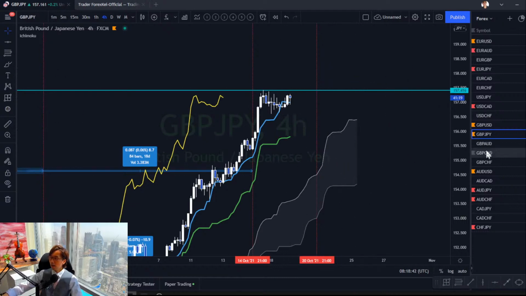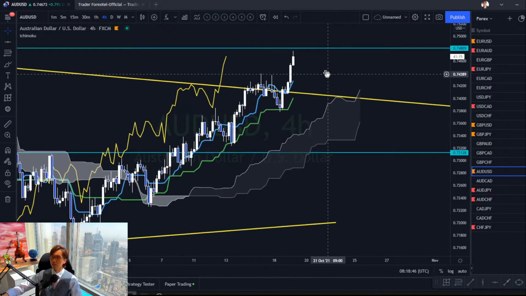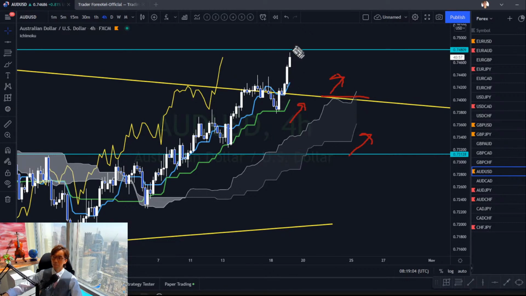And also let me go to AUD USD. So the AUD USD forward chart is also uptrending right now. We see the Kumo's up, Senkou span B is up, and A is up. Senkou span A nicely broke the previous Senkou span A level. So this is also important to keep in mind. And also Kijun-sen is up. So it's uptrending right now.